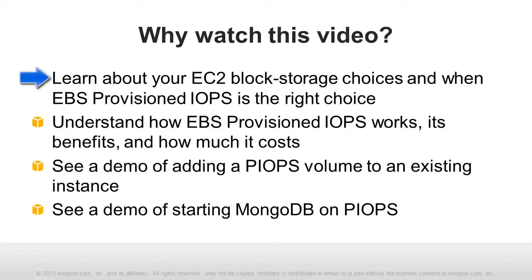In this video, we will focus on the benefits of running your database workloads on EBS provisioned IOPS, discussing how it works, how it benefits your applications, and how much it costs. We'll demonstrate how to add a provisioned IOPS volume to an existing instance. Finally, we'll demonstrate how to set up an EC2 instance running the popular MongoDB database with its data in provisioned IOPS volumes.